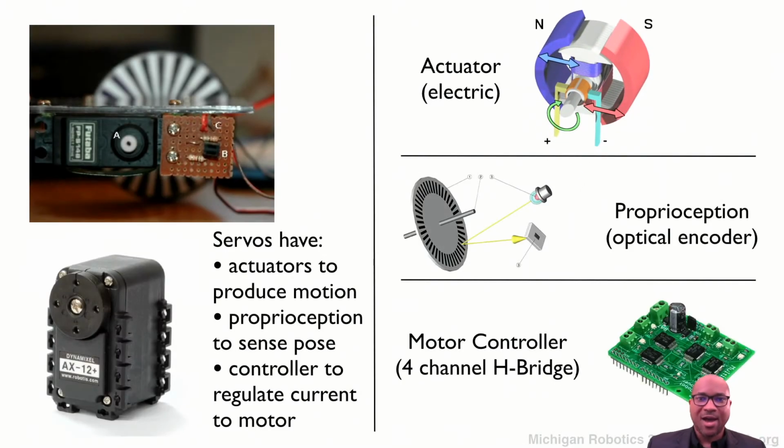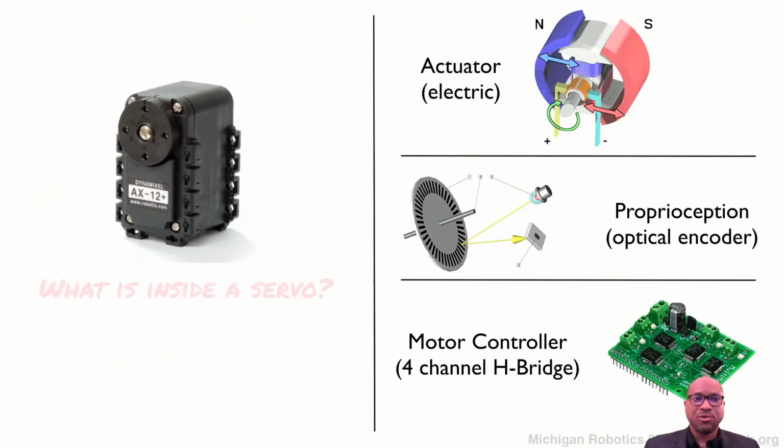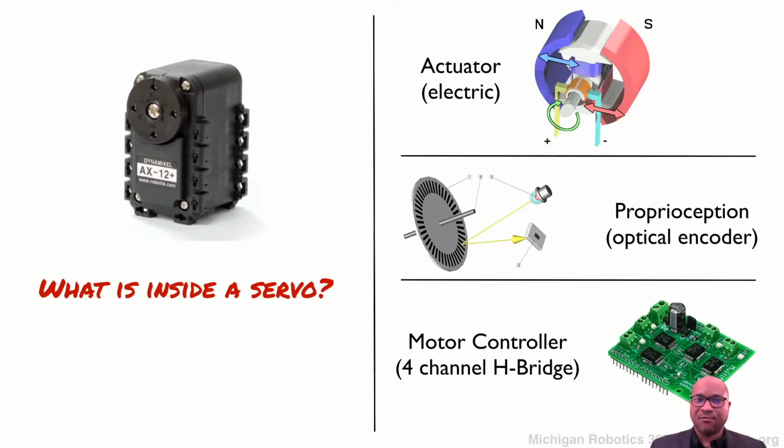And so this comes back to what we think of as a servo. The servo has motors in it. These are our actuators, but it also has proprioception, which is our optical encoder, and then we have a controller, which is an H bridge, and that H bridge regulates the current that goes to the actuator that expresses our motor commands. So we should look inside of this servo to get a sense of how these components fit together.